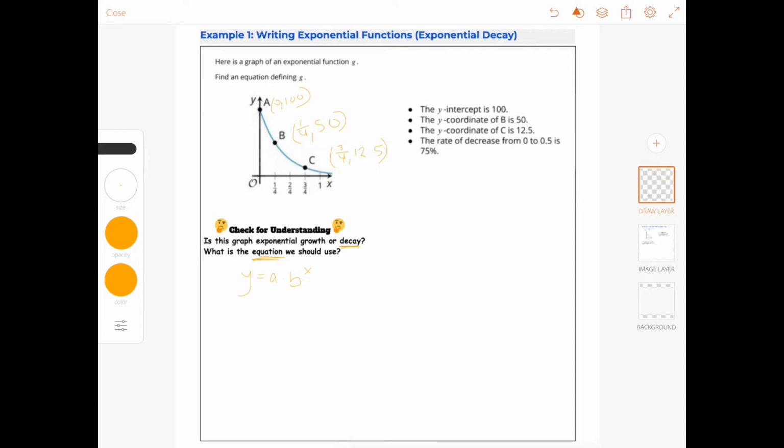And now we're going to plug in what we know about this particular function. So we have y equals a, which is our initial amount, which we know is 100 in this case, because that's our y-intercept. We don't know our decay factor, which is b, and we don't know our x.